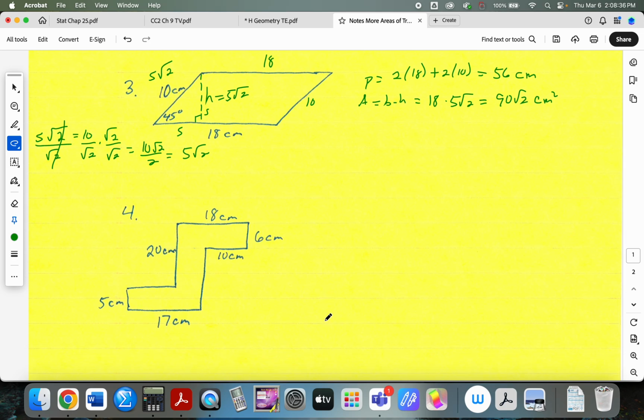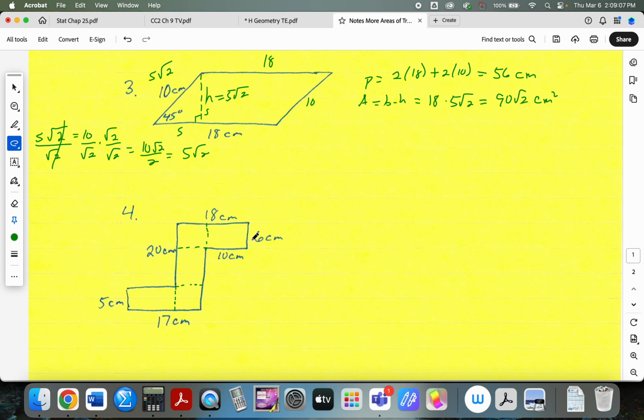Okay, let's take a look at number 4. Part of what makes this one difficult is they don't give you all of the measurements. So I'm going to divide this up into a bunch of little pieces. If you don't need to divide it into that many pieces, that's fine. Some people can do it with less, but many people need to divide it up into lots of pieces.